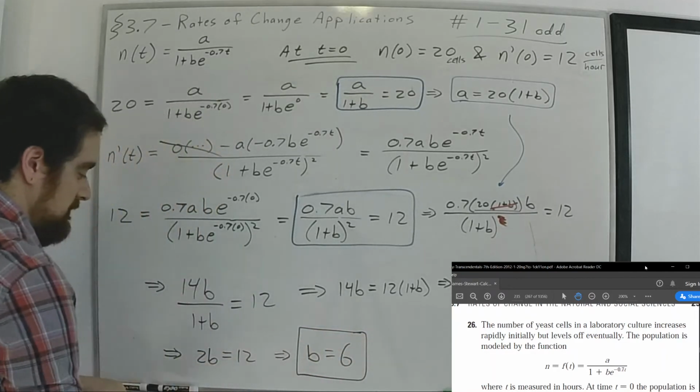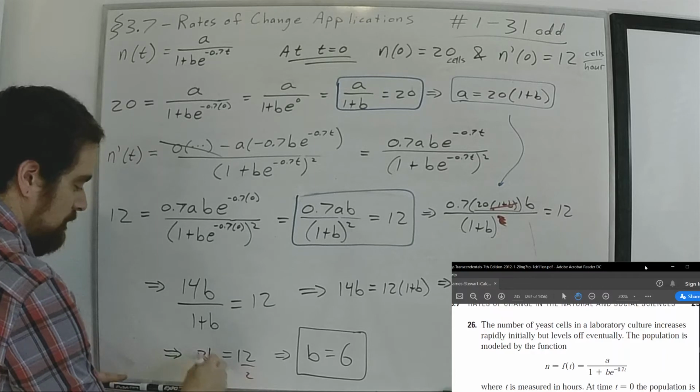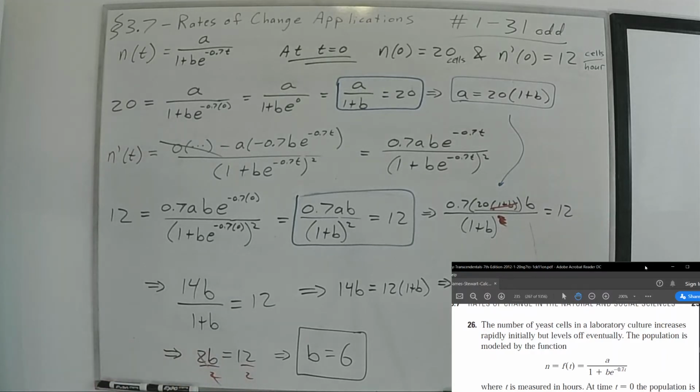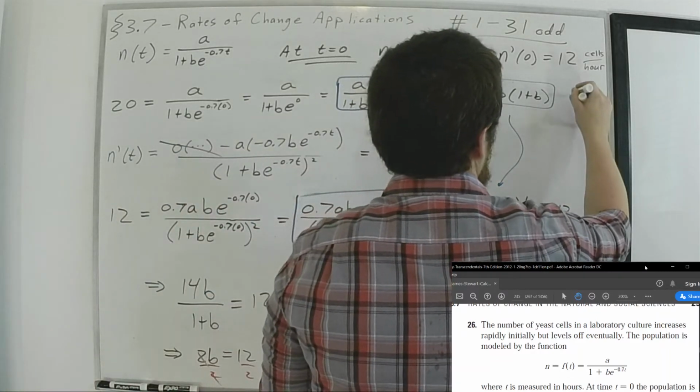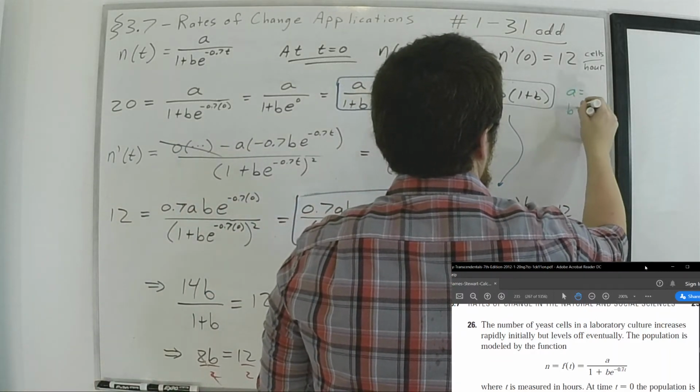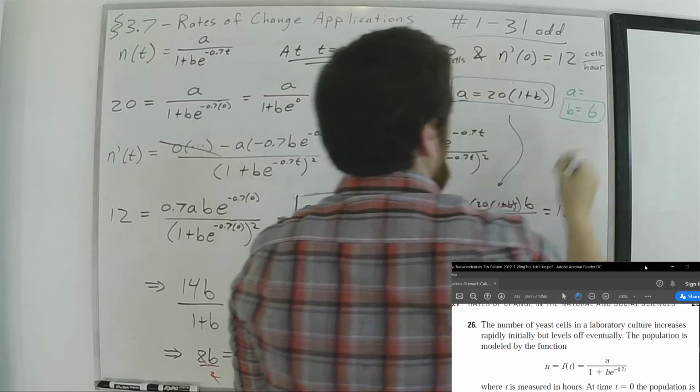Okay, now this is part of our answer. We do actually want to find b, so that's our goal. Our goal is to say b is equal to 6. I'm going to put it up there.